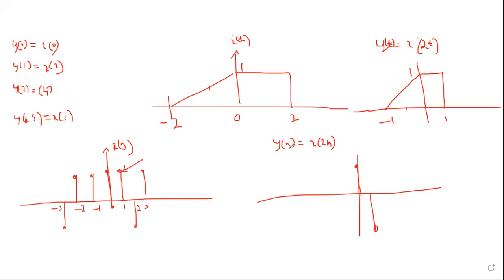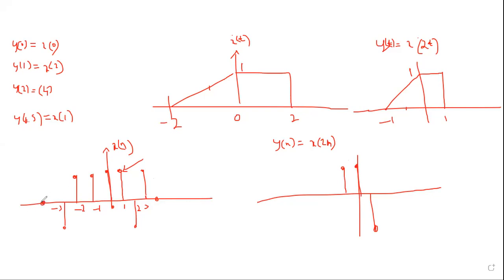Okay, what is y of 2? x of 4. Is there anything at x of 4 here? Nothing, there is nothing. Okay, what is y of -1? x of -2. What is y of -2? x of -4. There is nothing there either.